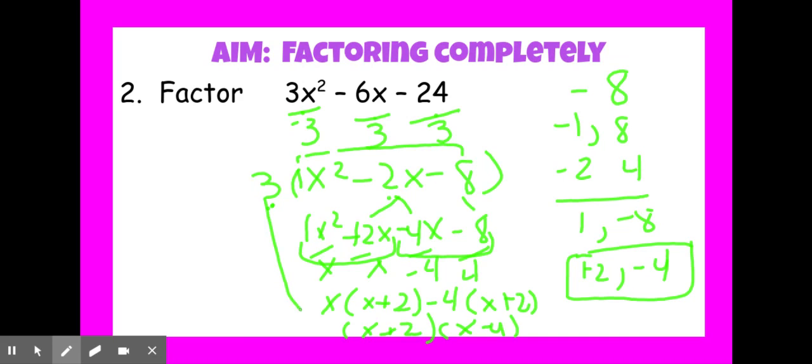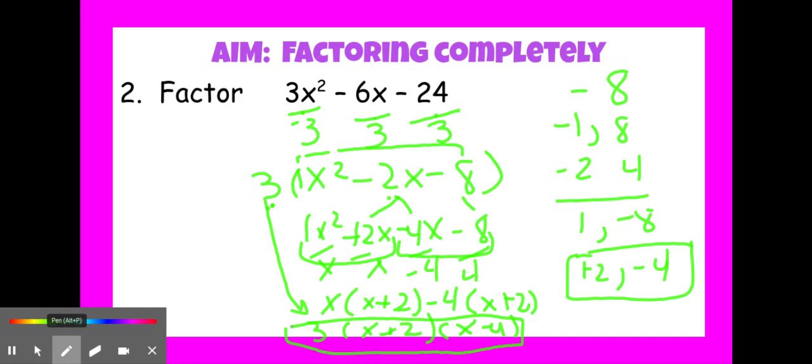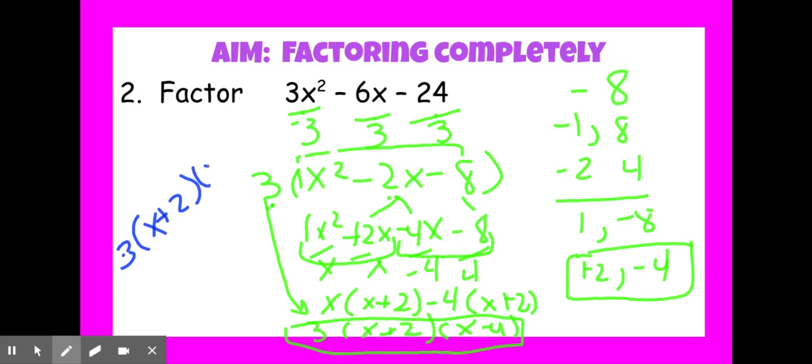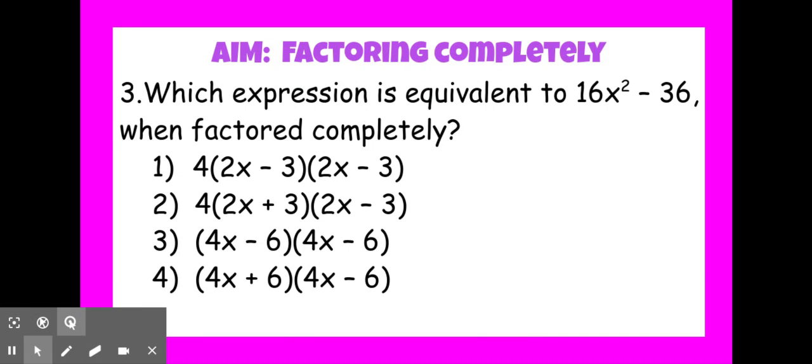But don't forget, we have to bring that 3 down. So your final answer is going to be those 3 factors: 3 times x plus 2 times x minus 4. I'm going to write it here a little bit nicer. 3 times x plus 2 times x minus 4. Okay? So that's how you would factor that completely. Again, we're going to just mix it up. Pause the video and get all this down if you didn't do so already. And let's go to the last one.